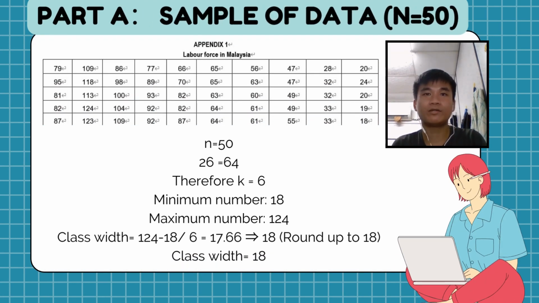Today we are here to present our group assignment for Part A. Using the data given in Appendix 1, we select a sample of 50 data. First, we divide the data into 6 groups. In the group, the minimum number is 18 and the maximum number is 124. The class Y is 18.